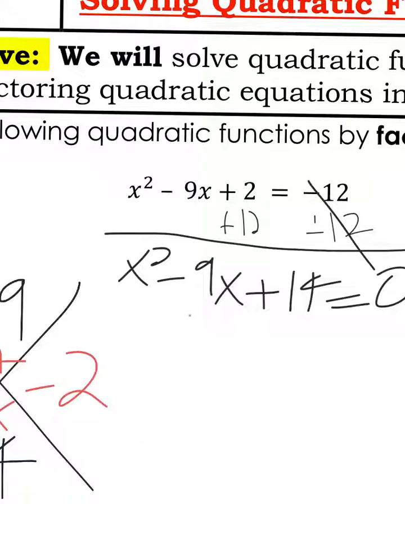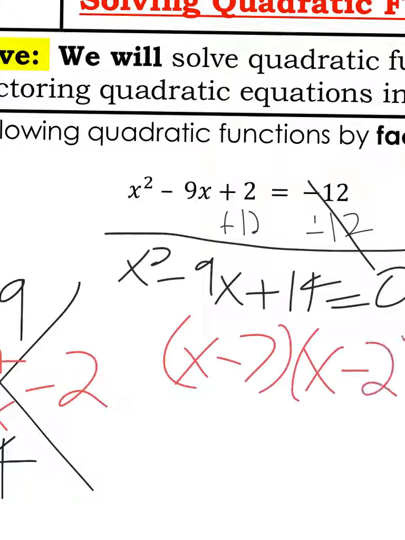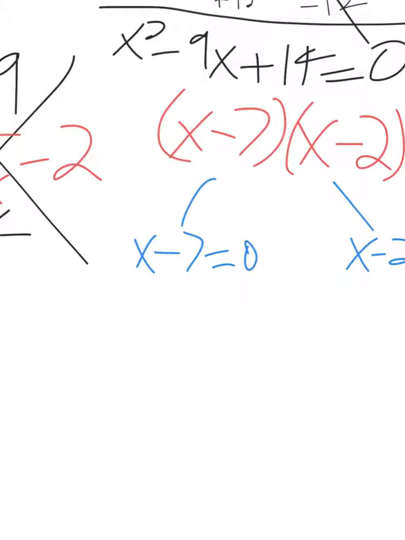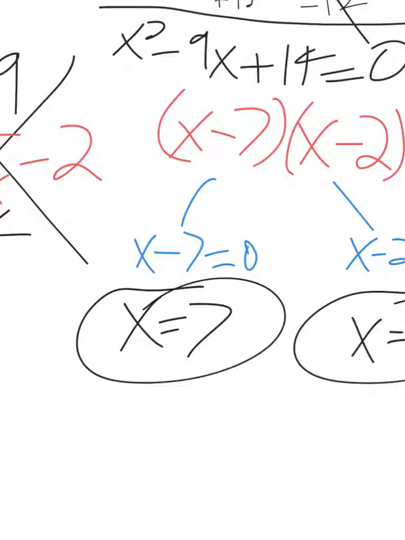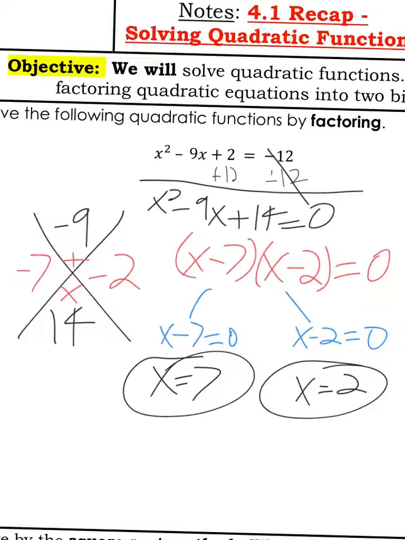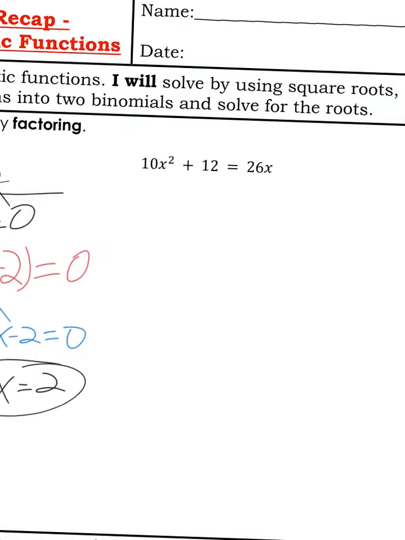They both multiply to get positive 14, and they both add to get negative 9. So my next step is x minus 7 and x minus 2 equals 0. Remember, you can just flip the signs. In essence, you're just doing this: x minus 7 equals 0, and x minus 2 equals 0. And that's just going to give me 7 and 2. And that's all we're looking for. Okay, so let's do the next one.